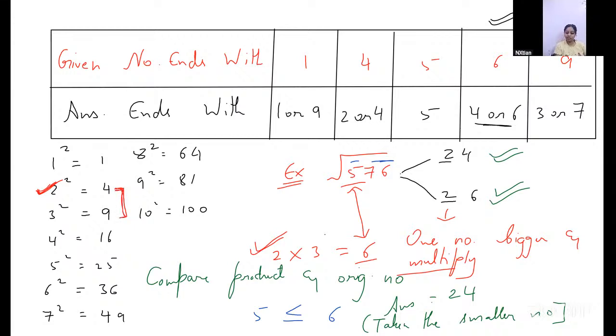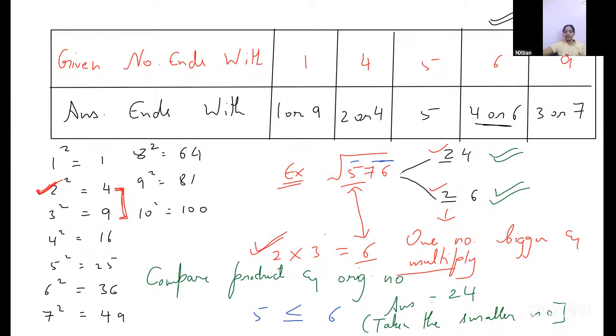Between 4 and 9, 5 is coming. That is 2 square and 3 square. So out of 2 square and 3 square, we always take the one that is on the upper side, that is 2 square. So 2 I will take. I write 2 here and 2 here. Then I will multiply this 2 with the next number, which means 3. So I did 2 times 3 and I got 6.